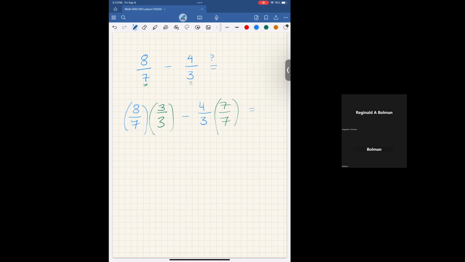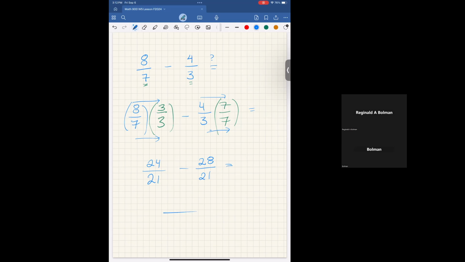Now you're going to multiply across the top of both fractions and across the bottom of both fractions. So 8 times 3, well, we do 8, 16, 24. 7 times 3, 7, 14, 21. 4 times 7, 7, 14, 21, 28. And 3 times 7 gives you 21.